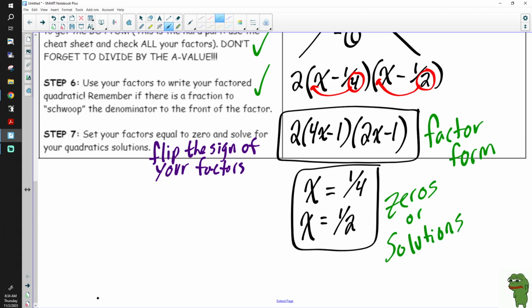For every problem in your packet, you are finding both the factored form and the solutions. Look at how I write factored form. Greatest common factor with my two factors. My solutions are always written x equals a number, and there are always two of them. And you're done. We have factored and solved both the quadratic.